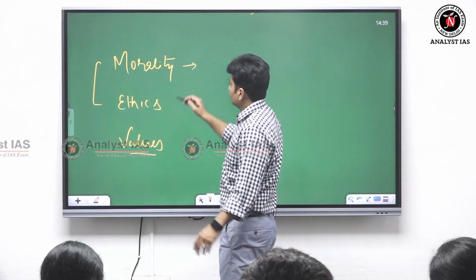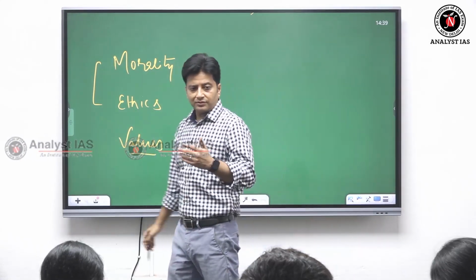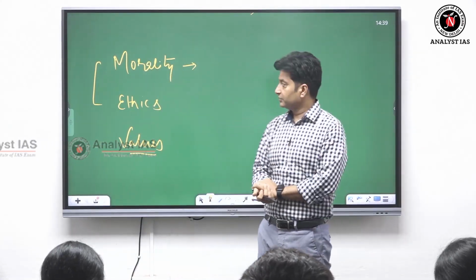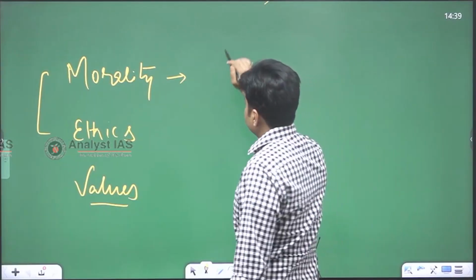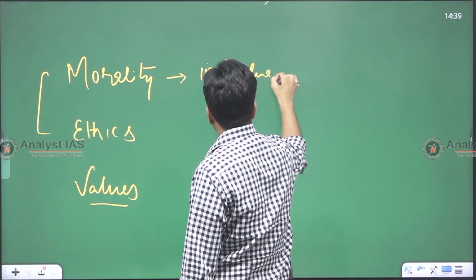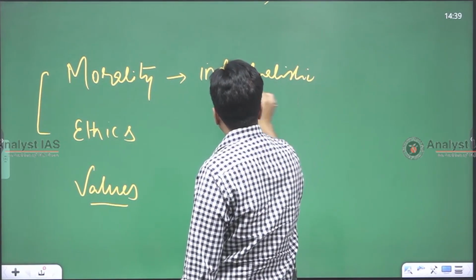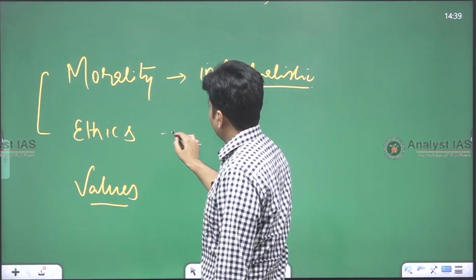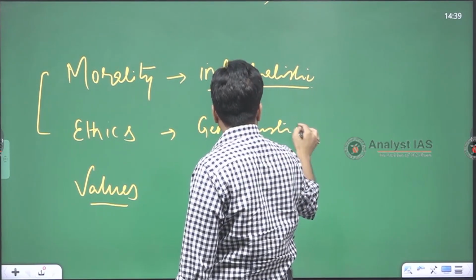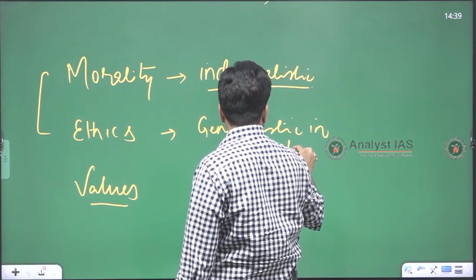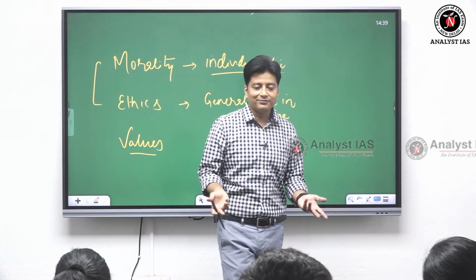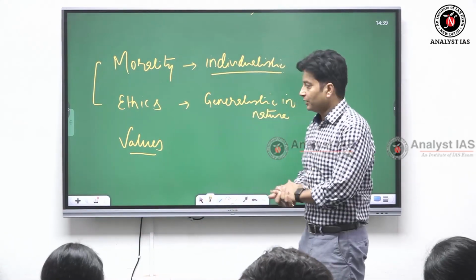Now, morality is from the Latin word mores, something good related to society. But in general terms, morality is individualistic in nature, right? Whereas ethics is generalistic in nature. Now, how and why is this difference? Now, I tell you how it is.